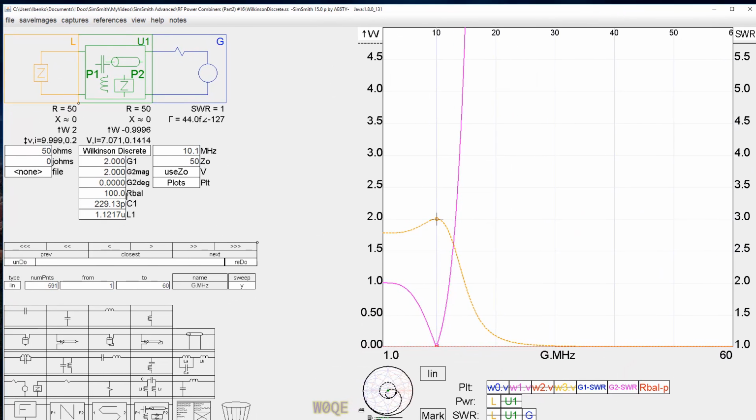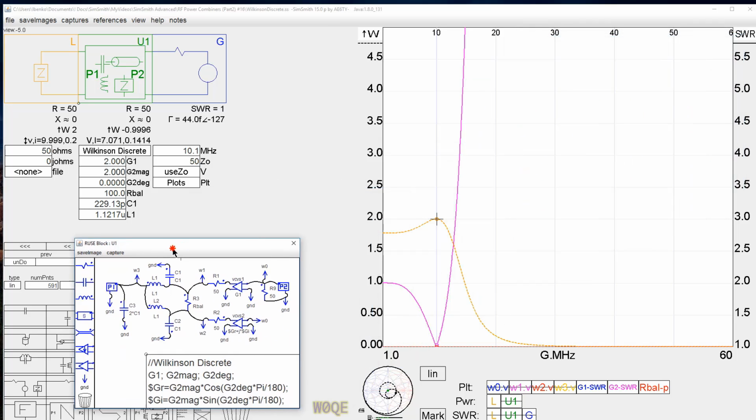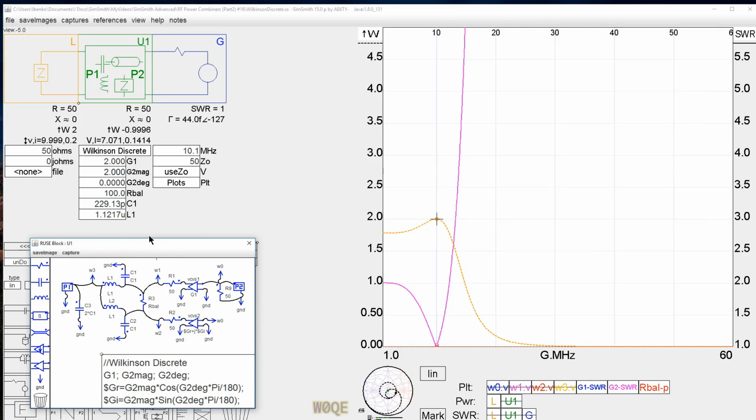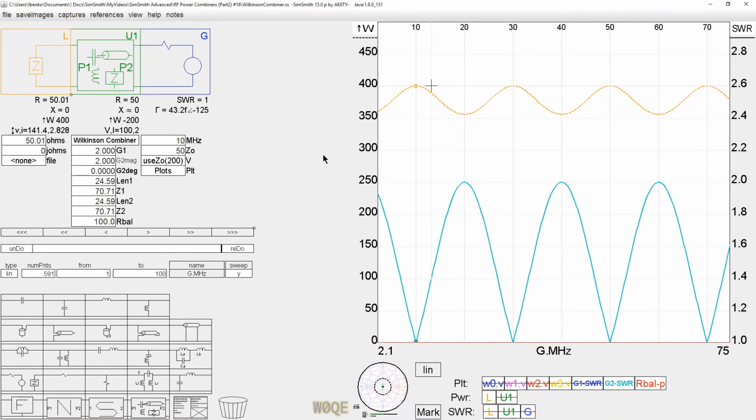And if I was building a 160 meter power combiner, the desire to want to put discrete components in here rises greatly compared to the higher frequencies. On 10 megahertz, let's close this one off again, we're talking about basically 24.5 feet of transmission line. Which brings up an interesting point.